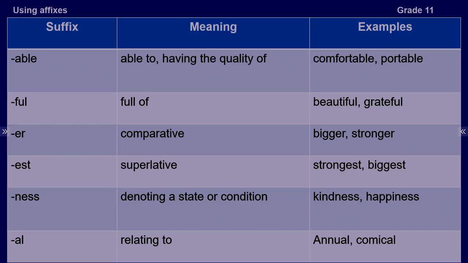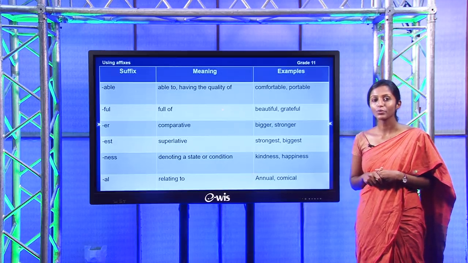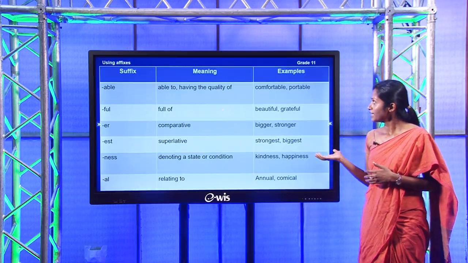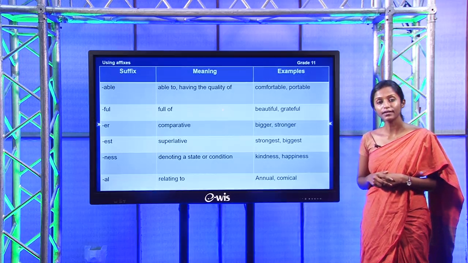Third suffix we have is er, which is a comparative adjective. I'm sure you can remember adjectives. We have three forms of adjectives and we normally use er with the comparative adjectives. In the examples, I have given bigger and stronger. Next one is est, which is the superlative adjective, as in strongest and biggest. These are also suffixes. Our next suffix is ness. We normally use it to give an idea about a condition, such as kindness, happiness. Our last suffix is al. This means relating to, as in annual and comical.